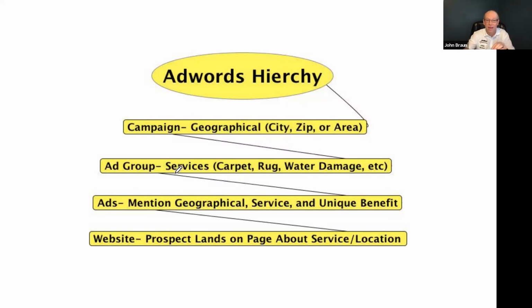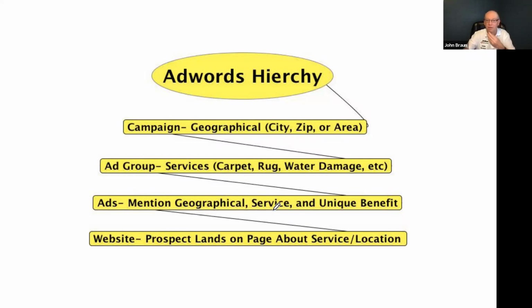Underneath that, you're going to have ad groups. And under the ad groups, each ad group is a service. So we would have one ad group for carpet cleaning, one ad group for rug cleaning, one ad group for water damage restoration, right? Under each ad group, there are different ads: an ad for the carpet cleaning ad group, an ad for the rug cleaning ad group, an ad for the water damage ad group. And when we get into this hierarchy in Google Ads, I'll show you guys a little bit more of this.